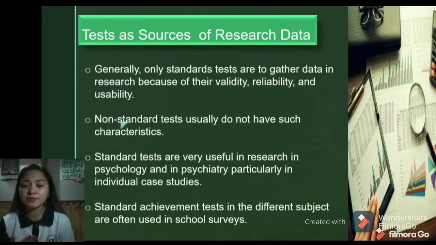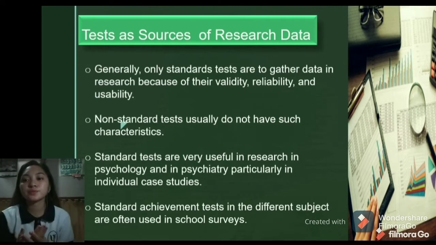Standard achievement tests in different subjects are often used in school surveys to determine the levels of achievement of the pupils or the students in the municipal, district, division, or national level, as the case may be.